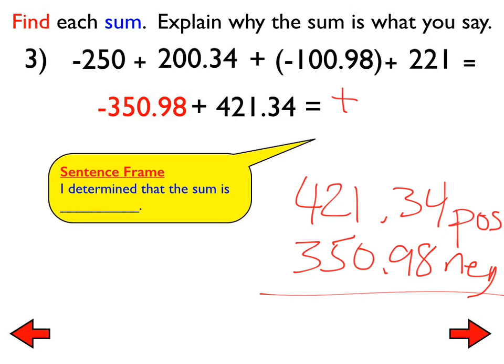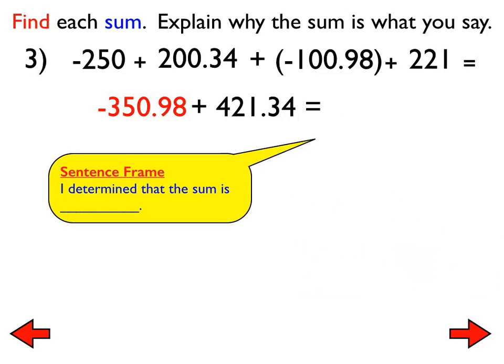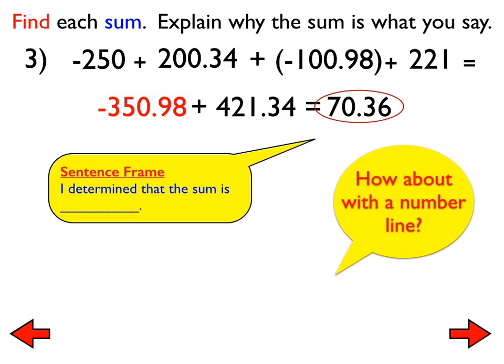That's the key. Lizzie, I determined that the sum is 70 and 36 hundredths. Let's see if that is correct. It is correct. Very good. 421.34 minus 350.98 is 70.36, or 70 and 36 hundredths. Everybody now do number 4.